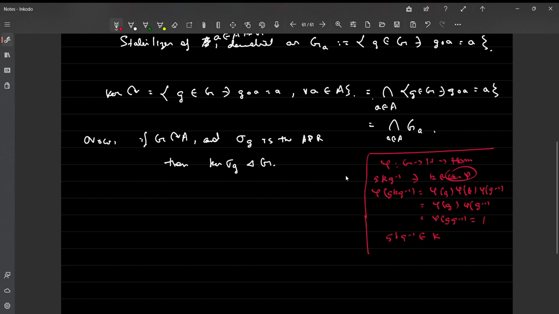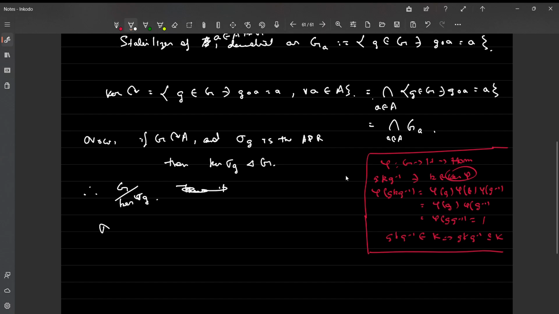So this means G K G inverse is in K, where K is the kernel of phi. But since small k is chosen arbitrarily from K, that implies G capital K G inverse is a subset of K. And the other side inclusion is trivial. Therefore, G K G inverse is equal to K, and thus the kernel of a homomorphism is always a normal subgroup of the domain group. Clear? So the kernel of sigma G is normal in G. Therefore, we can obviously consider the quotient group.